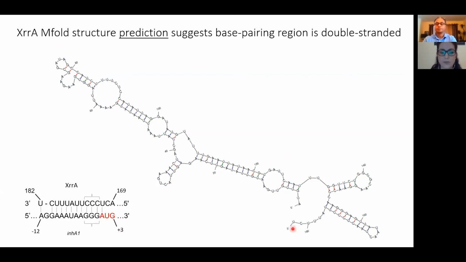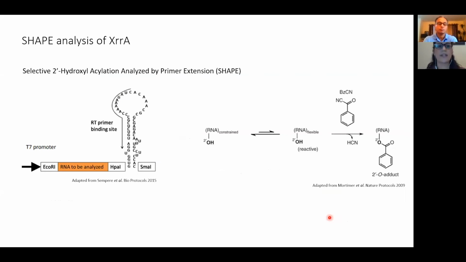And in fact, this region of SIR-A that is predicted to base pair with NHA1 is found right at the 3' end of the transcript, and according to this prediction model, appears to be double-stranded. So for that reason, we decided to look at the structure a little more carefully and do SHAPE analysis of SIR-A, which stands for selective 2' hydroxyl acylation analyzed by primer extension.